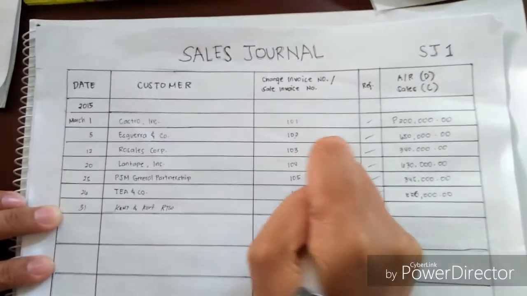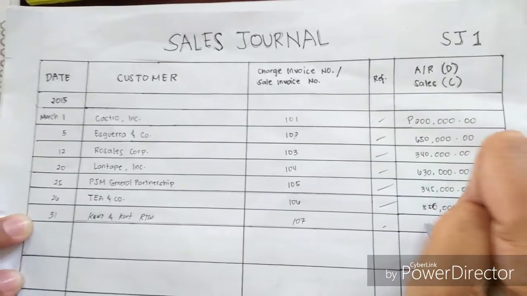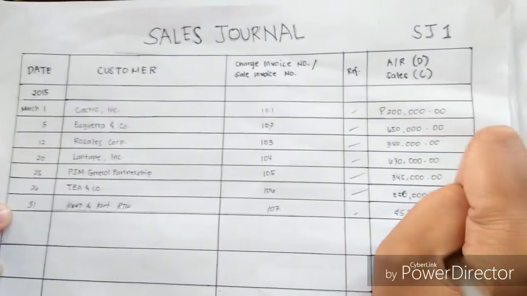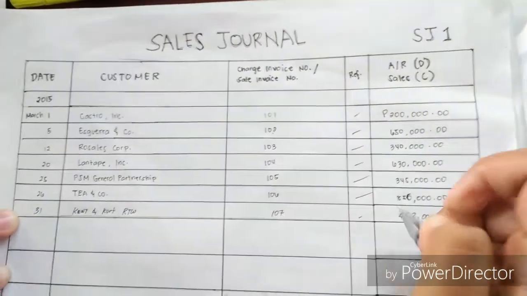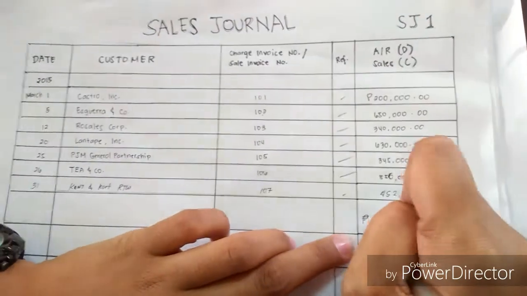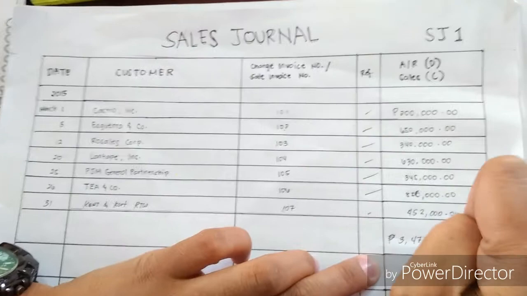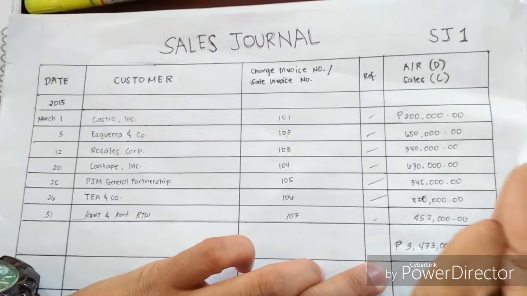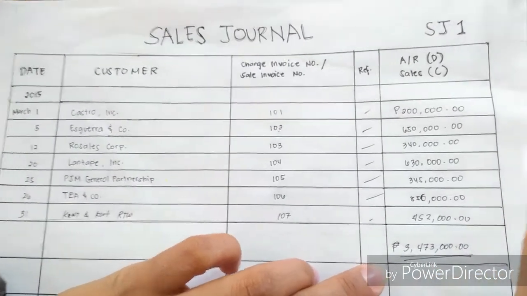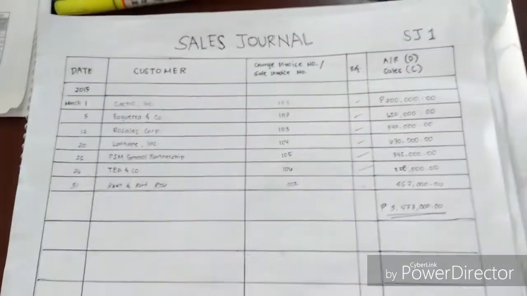The charge invoice number or sales invoice number represents the identifying number of the source document issued to the customer when the sale was made. The debit accounts receivable column represents the amount of the sale transaction indicated in the charge invoice. The credit sales column represents the amount of the sale transaction indicated in the charge invoice. The source document for this journal is the charge invoice issued by the business.